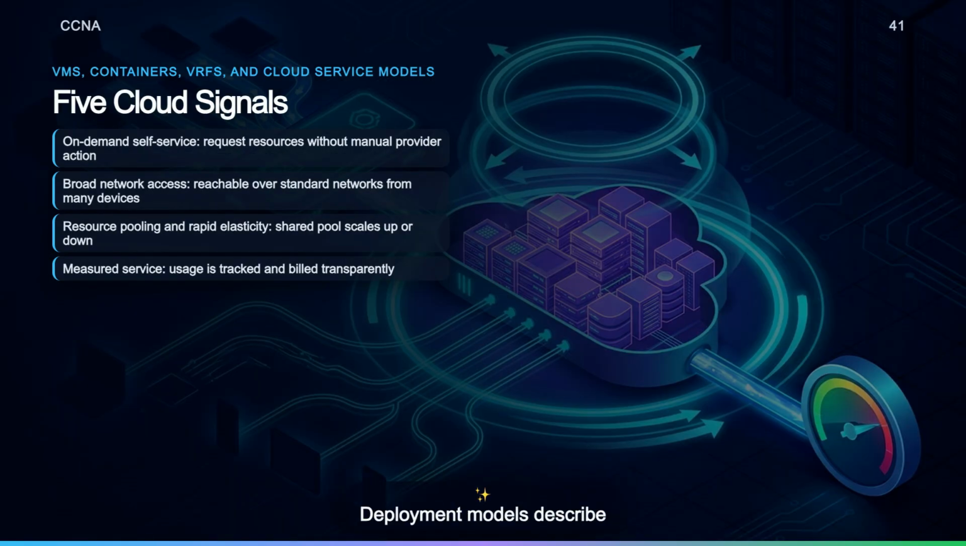Deployment models describe who uses the cloud. Public cloud is open to many customers through providers like AWS, Azure, and Google Cloud. Private cloud is reserved for one organization, and it may be on-prem or hosted by a third party. Community cloud is shared by organizations with common requirements. Hybrid cloud combines two or more models, such as a private cloud that bursts into public cloud when demand spikes.